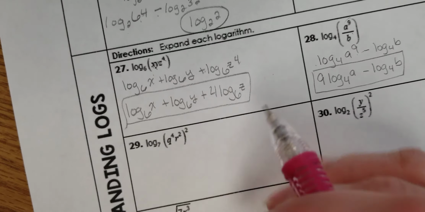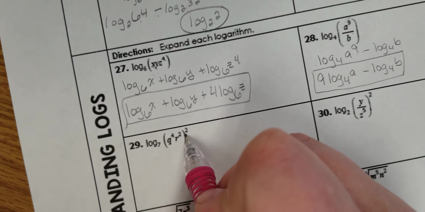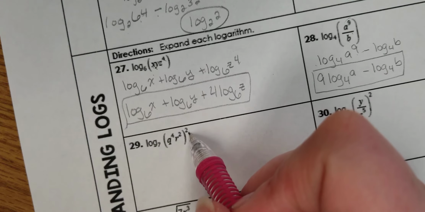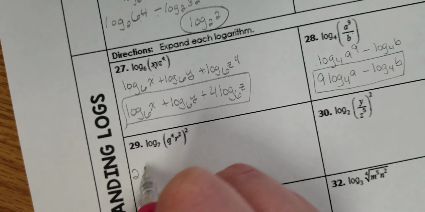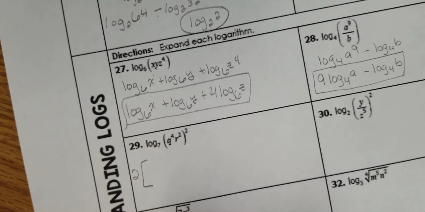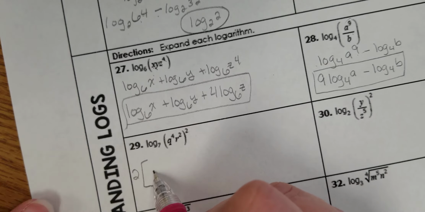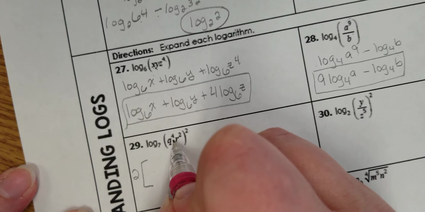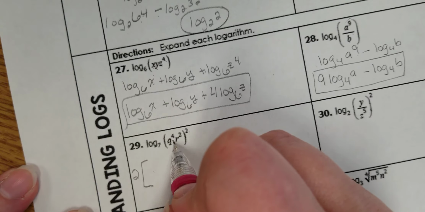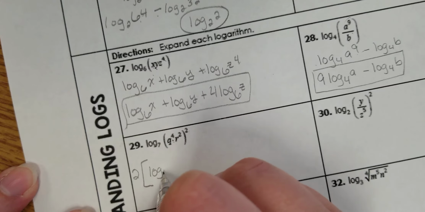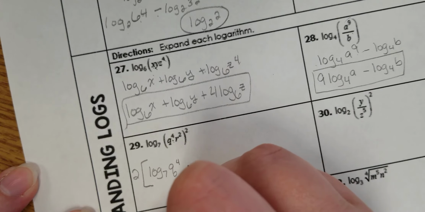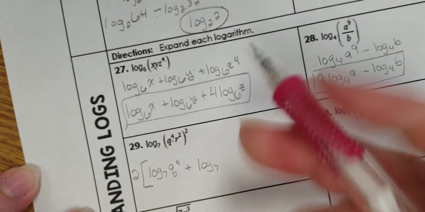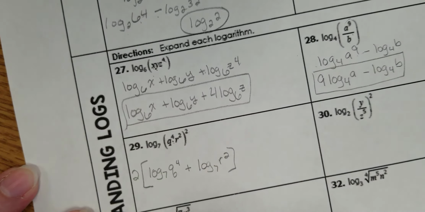So 29, we have now an exponent outside of our set of parentheses here. So that 2, that is our exponent, is becoming the coefficient in front of the whole problem. So we have 2, and then we're going to use a square bracket just to have less parentheses. And we're going to move to this q to the 4th times r squared. So since they're multiplied together, we're going to use the product rule. So we have log base 7 of q to the 4th power plus log base 7 of r squared. We're going to enter brackets there.